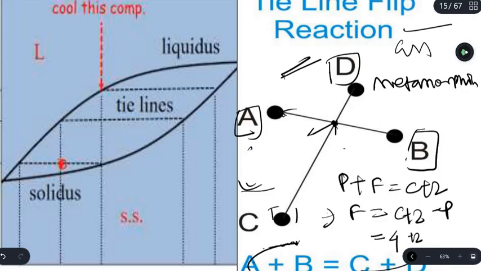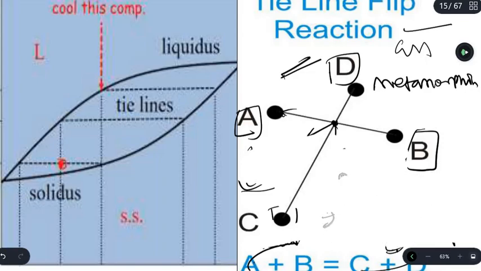फेज कितना है? कंपोनेंट कैसे? ओके ओके, p plus s will be c+2. Am I right or wrong? Yes or no? So degree of freedom will be component plus 2 minus phase.